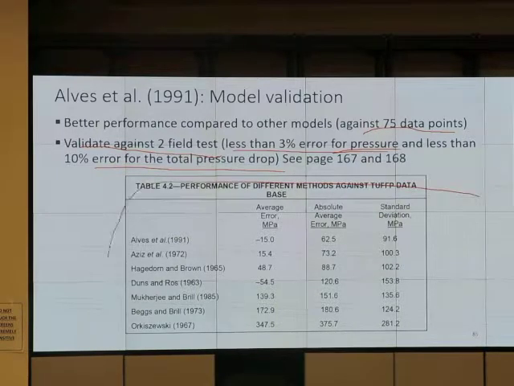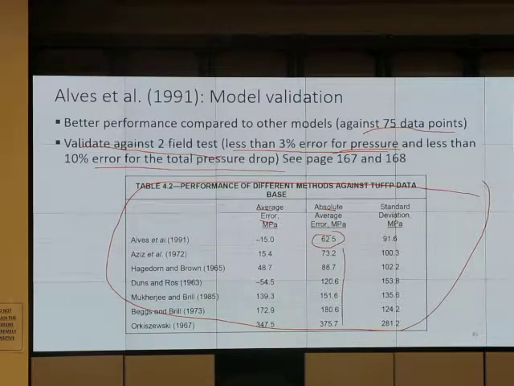So this table is already in your book. Okay. Average error, absolute average error. So Alves is less than other people. Okay. Error is less. What is that telling you? Even if you use this model, you can have that much error. Or on average, it's not quite biased. Okay. You may miss by 15 megapascal. Okay. So it can still be a lot.